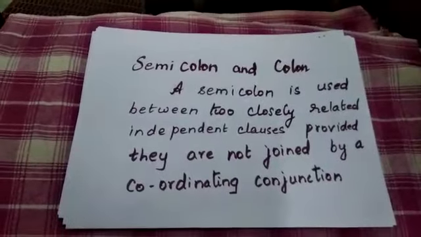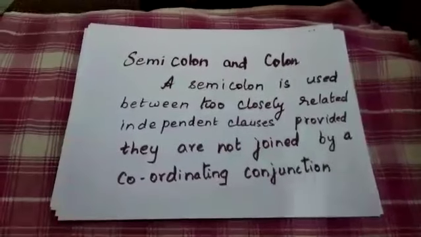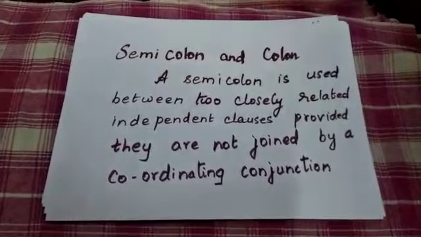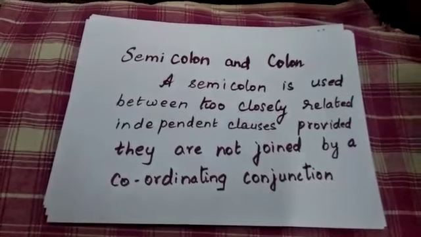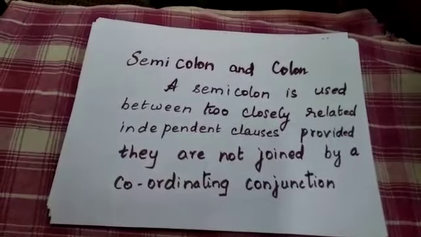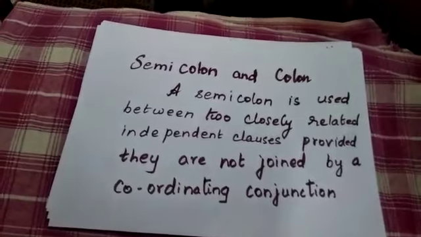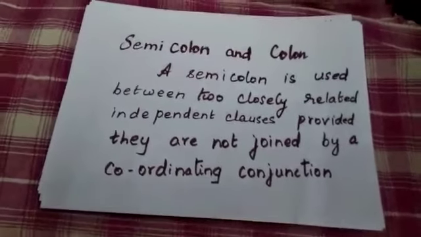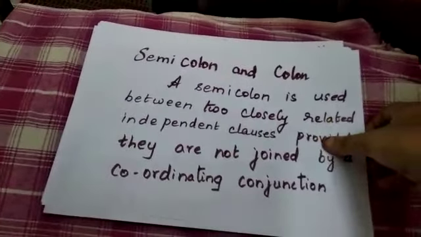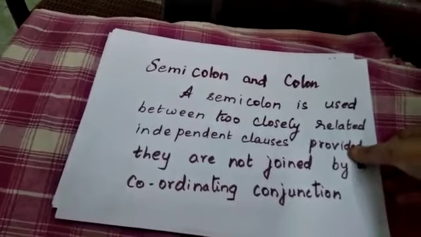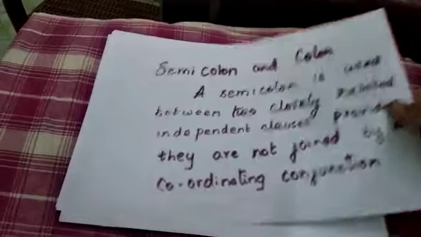Then semicolon and colon. A semicolon is used between two closely related independent clauses. You are much aware of what clauses are. A clause is a group of words with a subject and a predicate. Related independent clauses are separated using a semicolon. They are not joined by a coordinating conjunction. You have to take care that the sentence is not a compound sentence. You shouldn't see any coordinating conjunctions there.